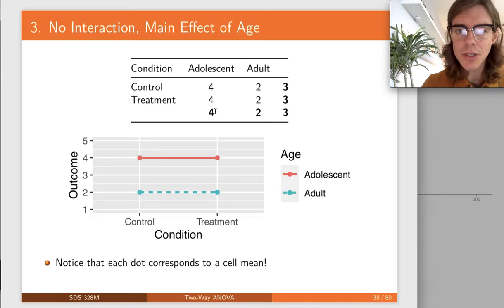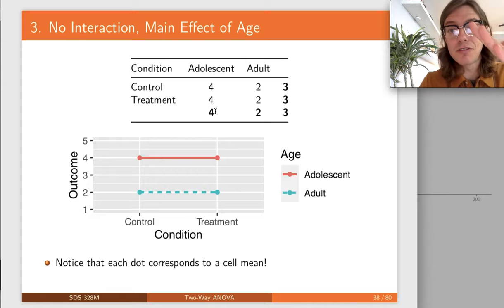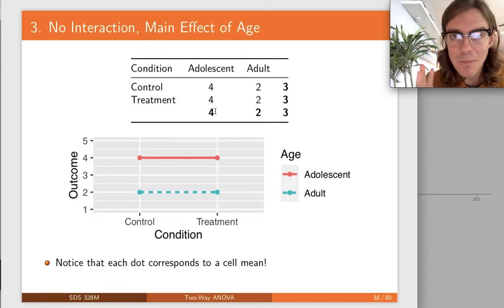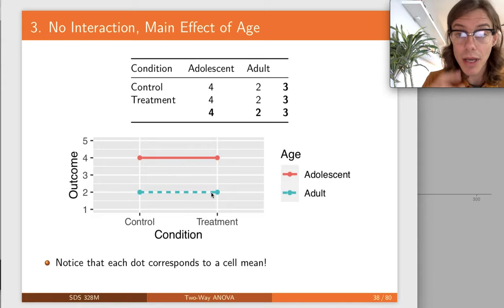And again, this is just for illustration, right? Just thinking about cell means and plotting them and how you can see main effects and interactions. So when you're making plots like this, so far we've seen if the lines are slanted, you might actually have a main effect of one of your variables. If the lines are separated, like this, but not slanted, you might have a main effect of the other variable.